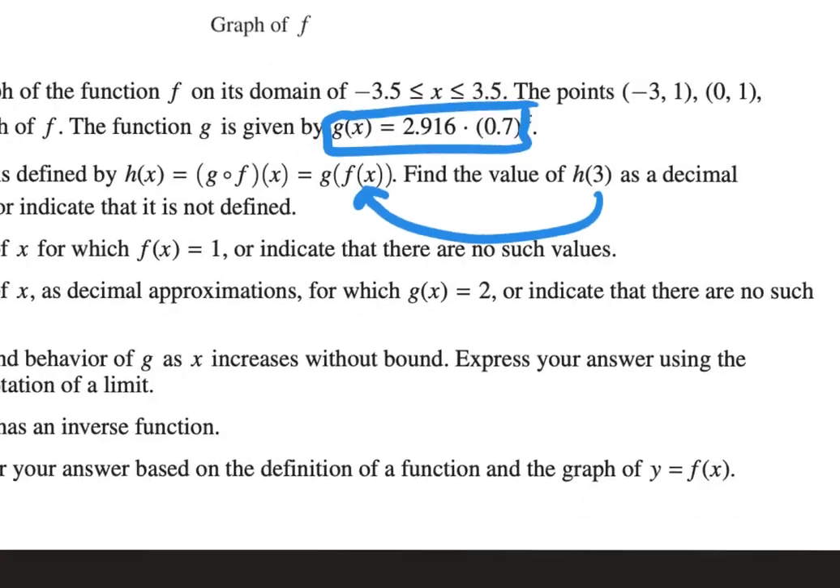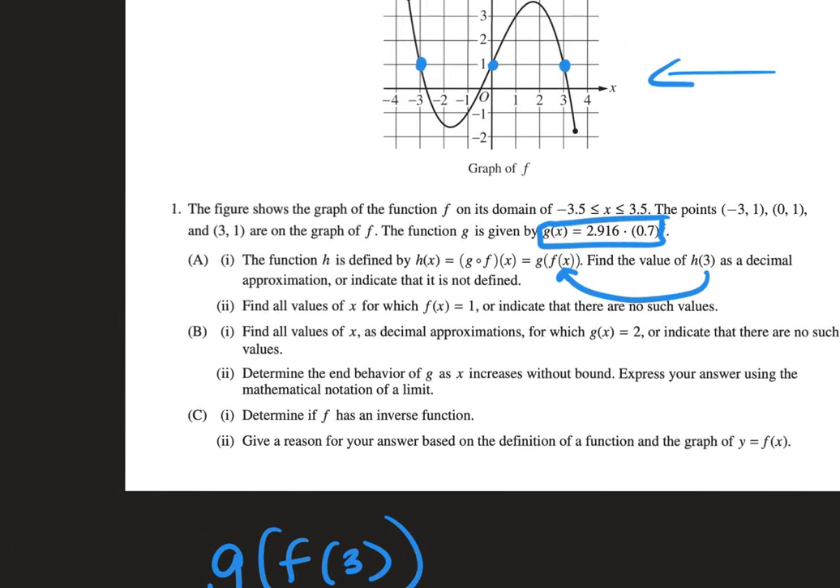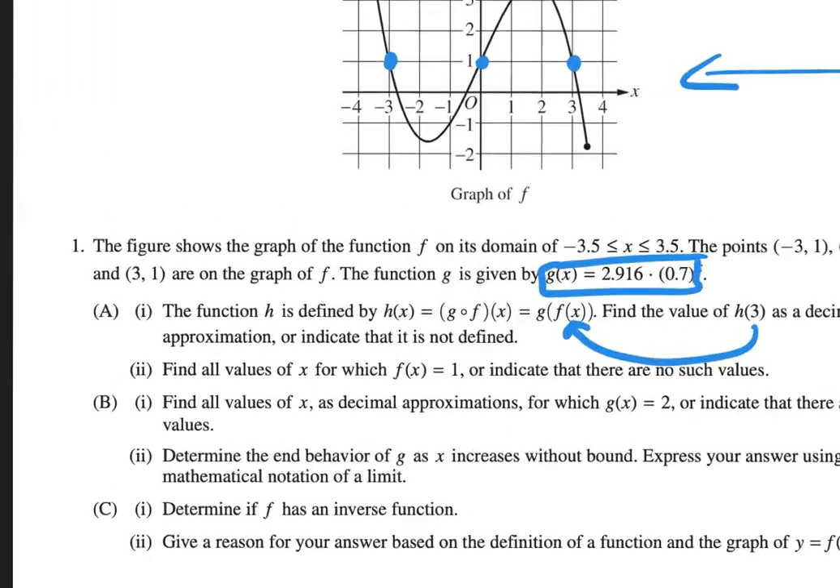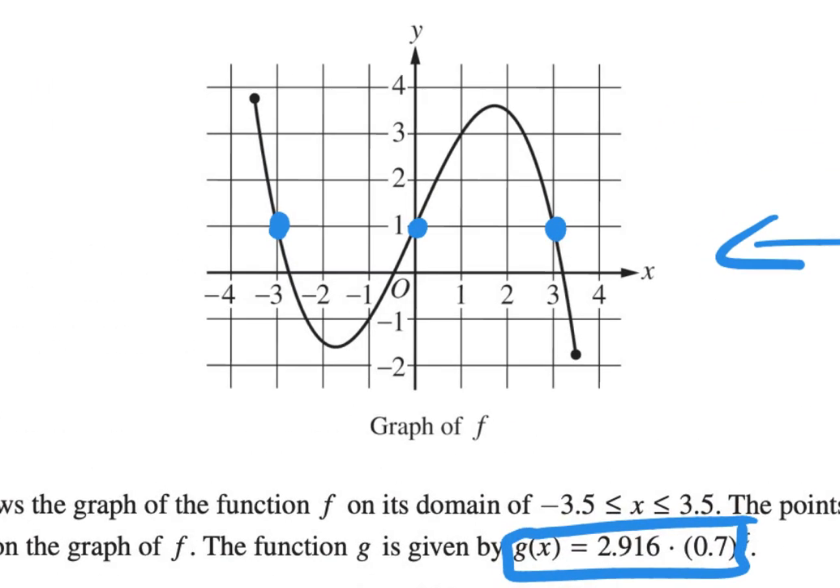Yep. All right, number 2, or A2, says find all the values of x for which f of x equals 1. f of x is our graph. If we look at our graph, what are the values of x in which f of x equals 1?